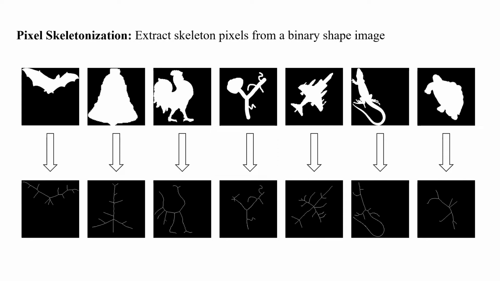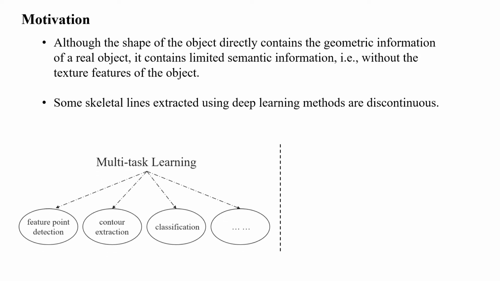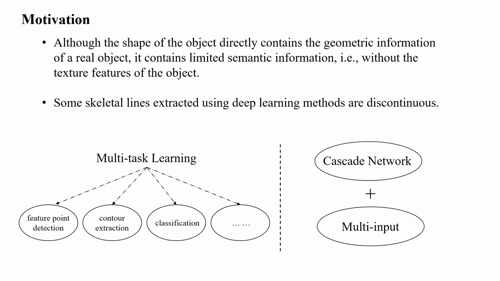facilitates the extraction of object features in subsequent tasks, for example, human action recognition, segmentation, and so on. Although the shape of the object directly contains the geometric information of a real object, it contains limited semantic information. This leads to weak supervision signals. On the other hand, we find that some skeletal lines extracted using deep learning methods are discontinuous.